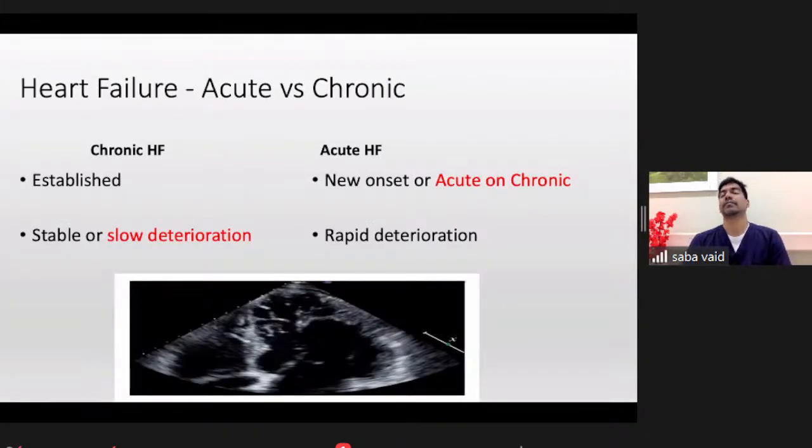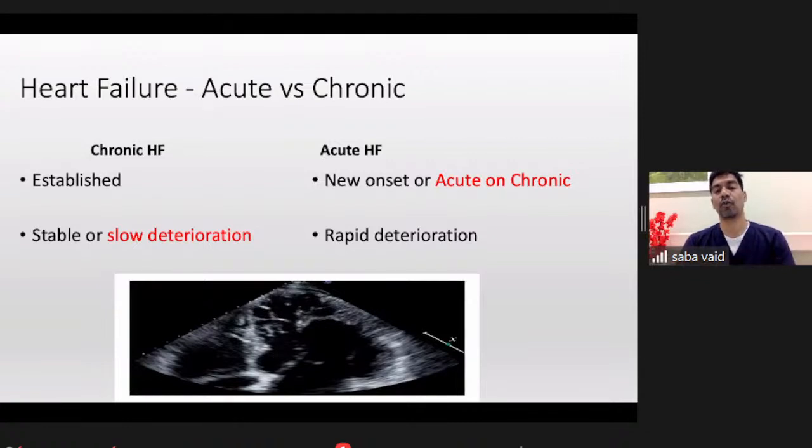Heart failure, again, a lot of times we also deal with these patients as part of our patients who come in for some sort of anesthesia or intensive care. A lot of times they are previously diagnosed to have heart failure. That's why I want to give you this classification of acute and chronic heart failure. So chronic heart failure patients are established heart failure patients. We know that for a period of time, these patients have had some sort of heart failure. Because of treatment, either they have a very stable period or there is a slow but steady deterioration over a period of years. Now, these are chronic heart failure patients.